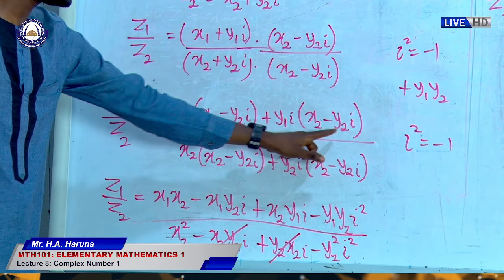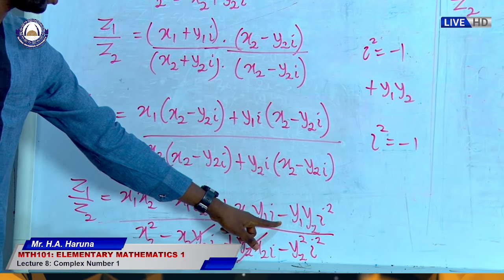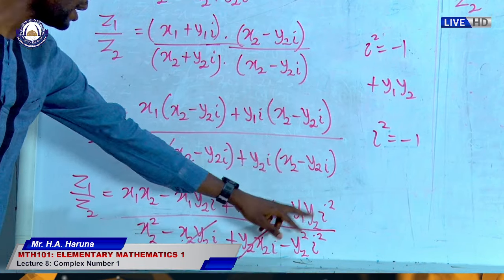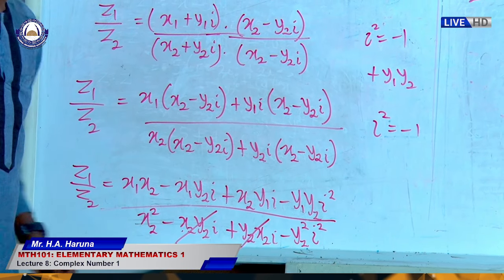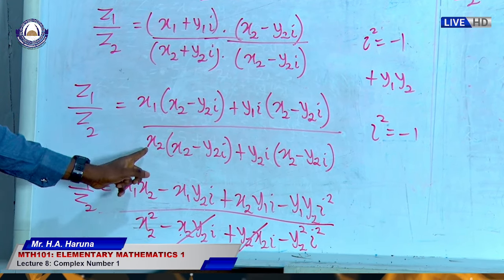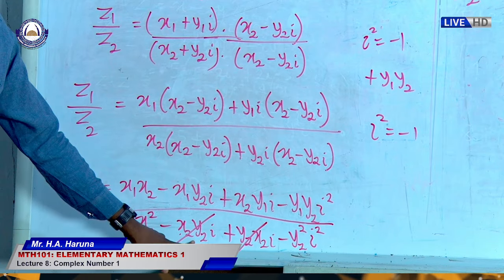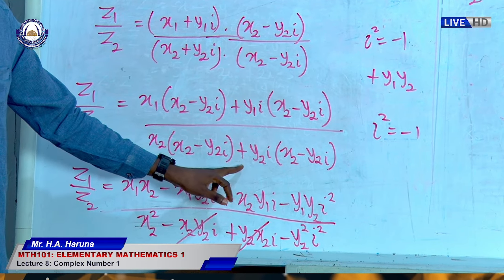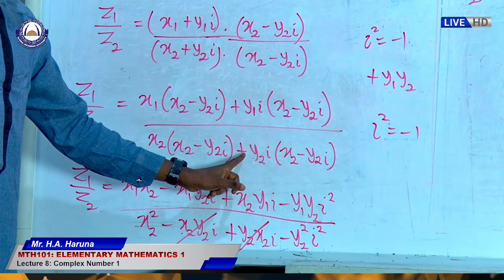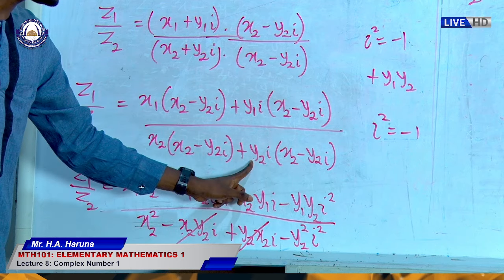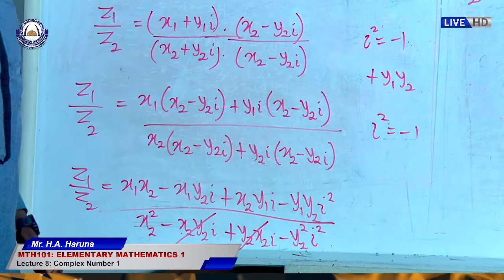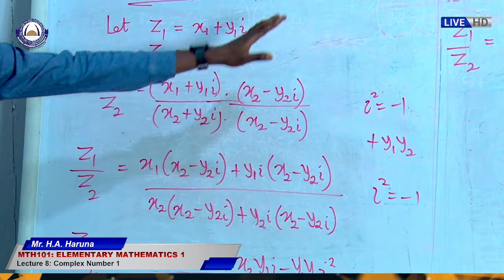Then if you multiply this by this, plus times minus is minus y1 y2 i squared. So then also x2 times x2 is x2 squared. Then x2 times minus y2i gives me minus x2 y2i. Also plus y2i times x2 gives me y2 x2i. Then also plus times minus gives me minus y2 y2 is y2 squared, so i times i is i squared. I believe that is clear enough for us. So that is how we arrive at that.